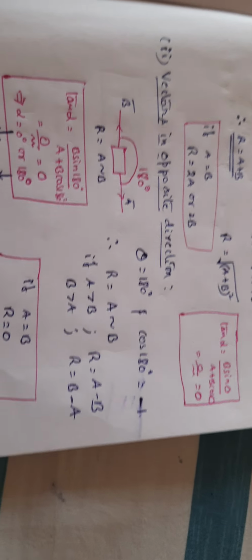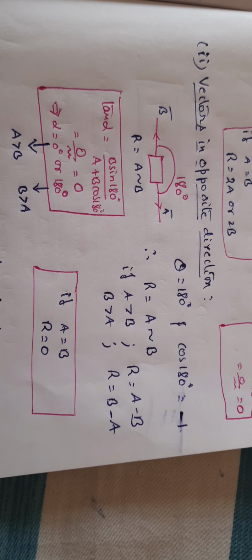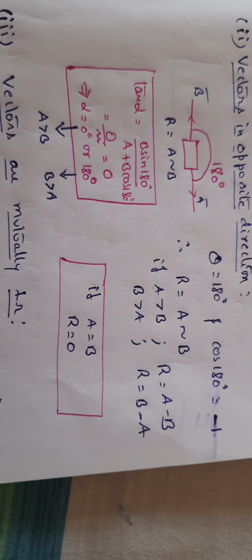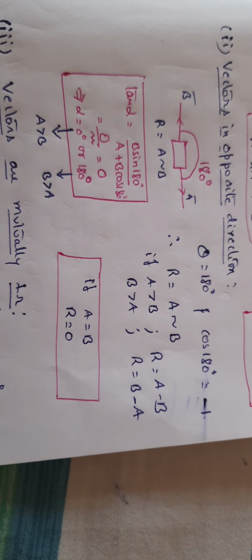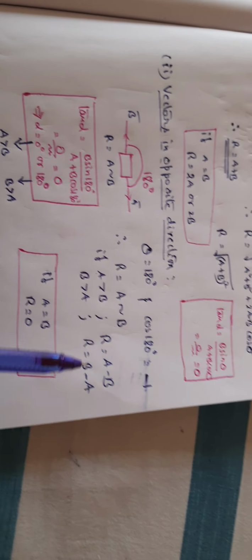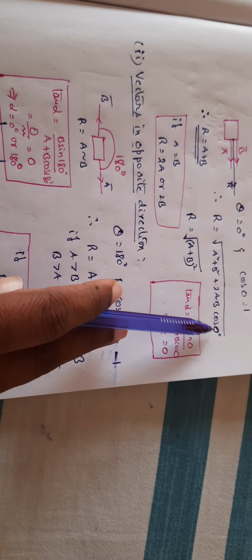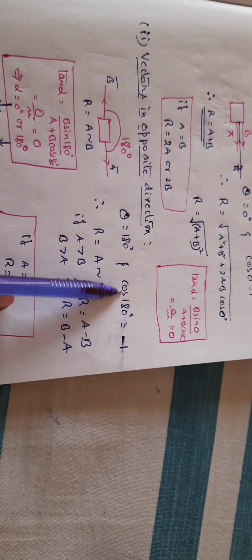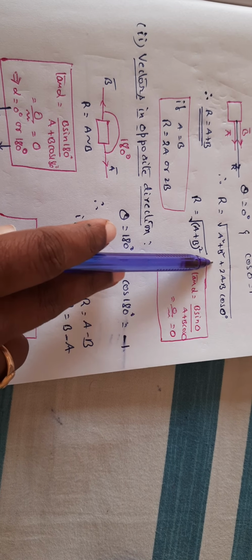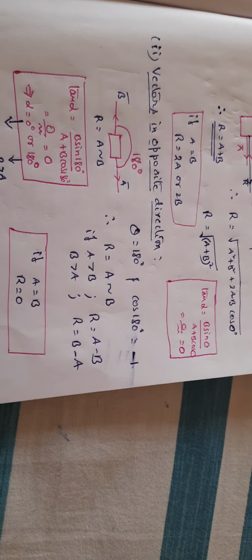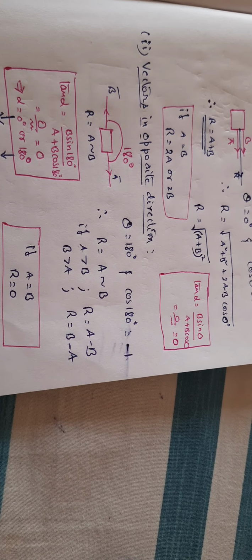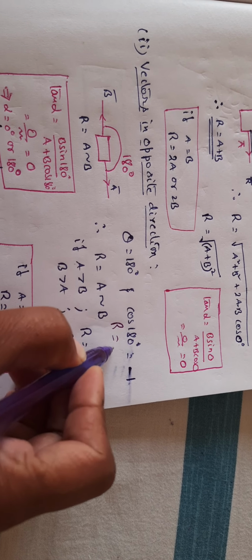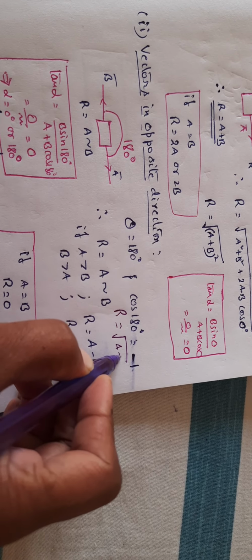Vectors in opposite direction. Yes. Right, 180 degrees, substitute theta is equal to 180. You can see, right, by substituting what you'll get? A square plus B square plus 2AB cos 180, right, minus 1. What is cos 180? Minus 1. So it will become minus 2AB. That means A minus B whole square under root. So what is R is equal to? R is equal to under root A minus B whole square.